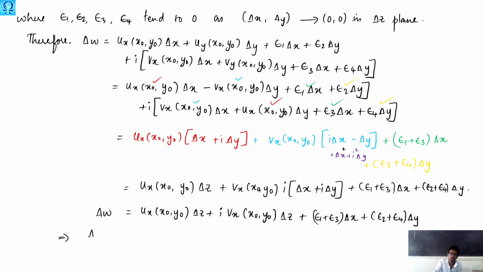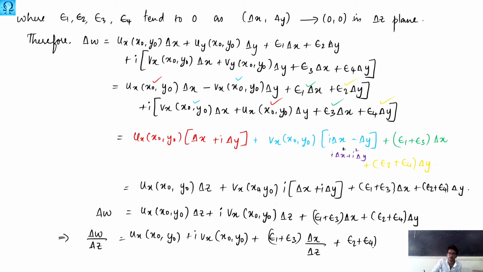Let me write del w upon del z. This is ux x naught y naught. So del z gets cancelled, plus iota times of vx x naught y naught, again delta z gets cancelled, plus epsilon 1 plus epsilon 3 times of delta x upon delta z plus epsilon 2 plus epsilon 4 times of delta y upon delta z. Okay, let me mark this as equation 5. If we missed 4, this is your equation 4.